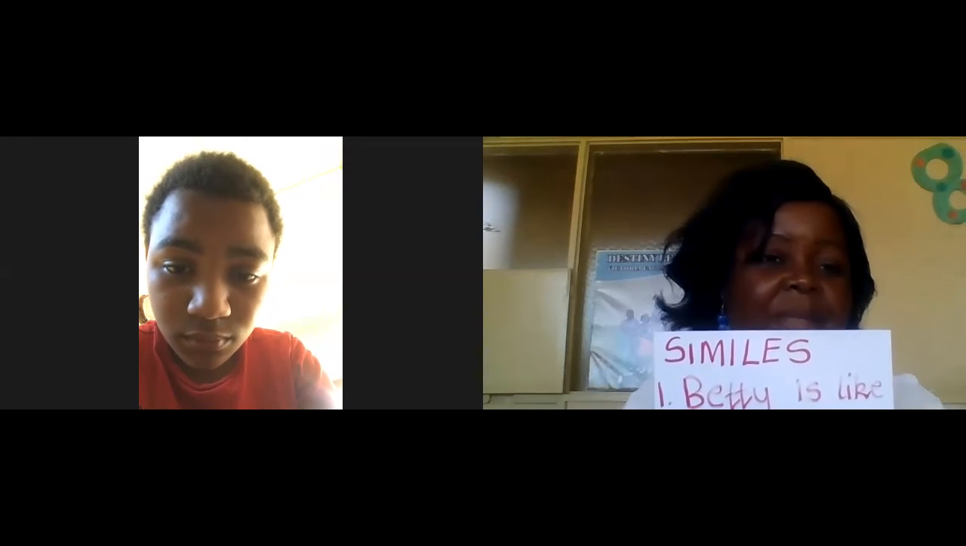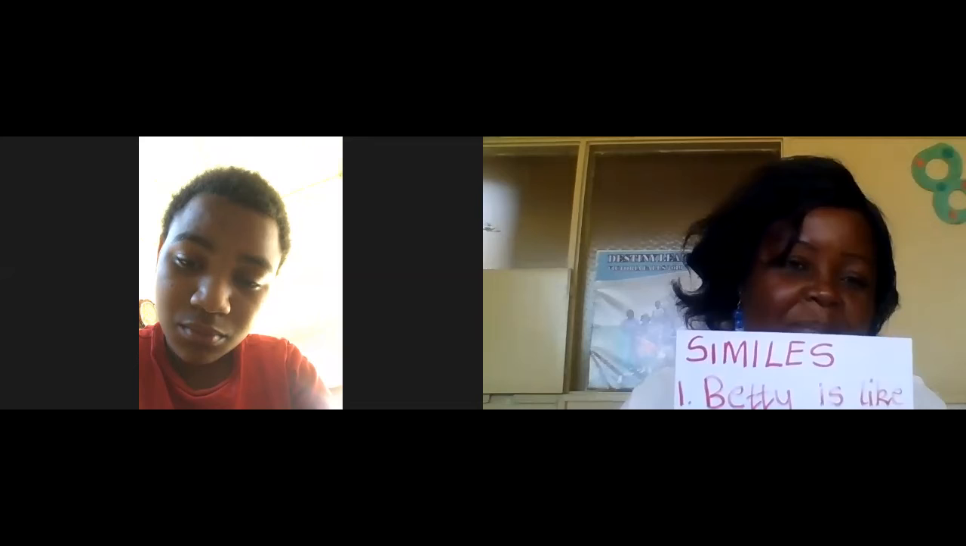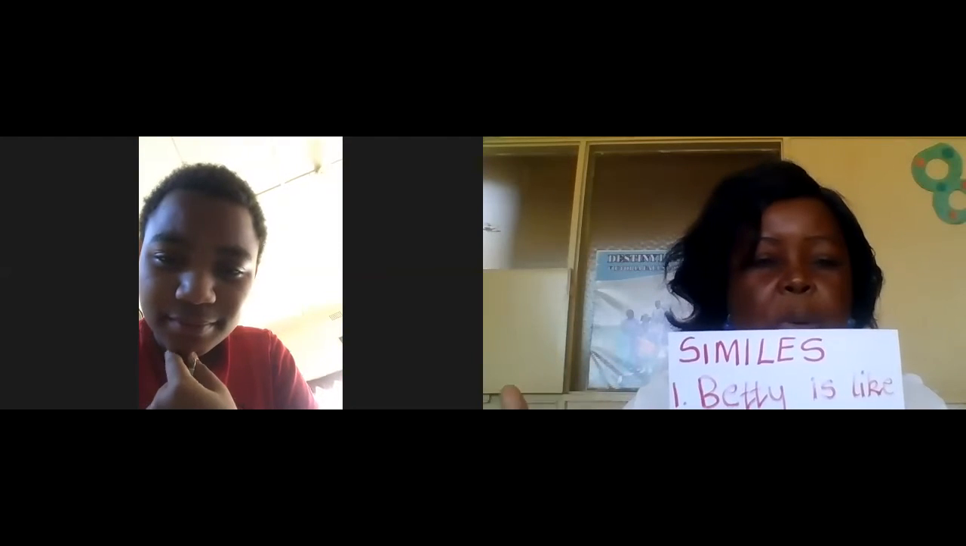And if you look at Betty and the rose, we can easily see that these are two things. Betty is a girl and the rose is a flower. But these two have got similarities. They've got things that are similar. What is the similarity there? Roses are known as what kind of flowers? How can we describe them? What characteristic can you take from a rose and give it to a girl? Beautiful. Yes, very good. It is beautiful.